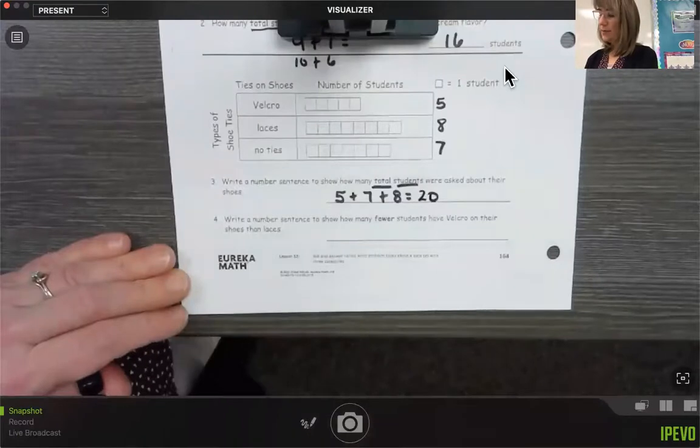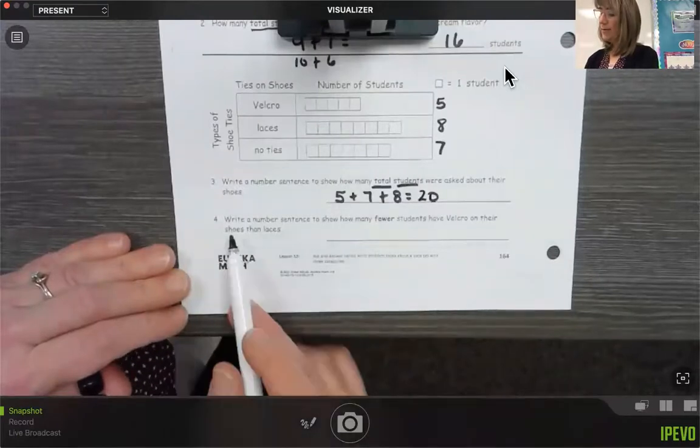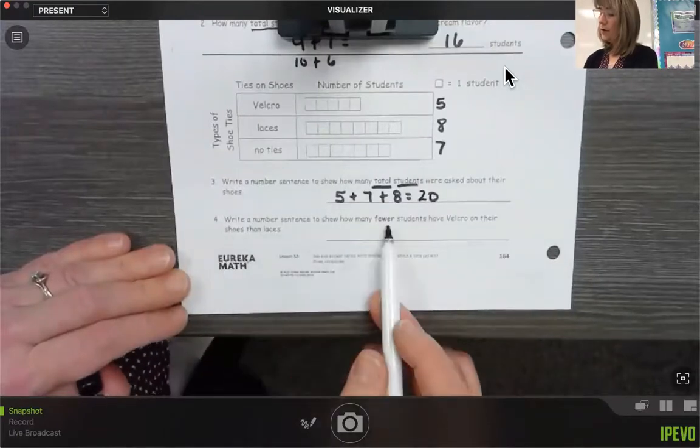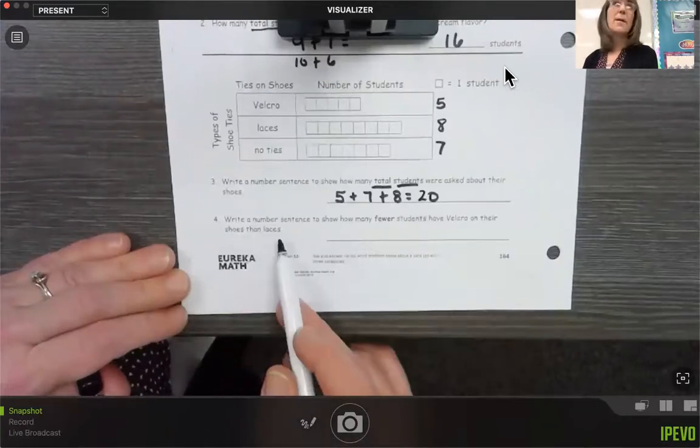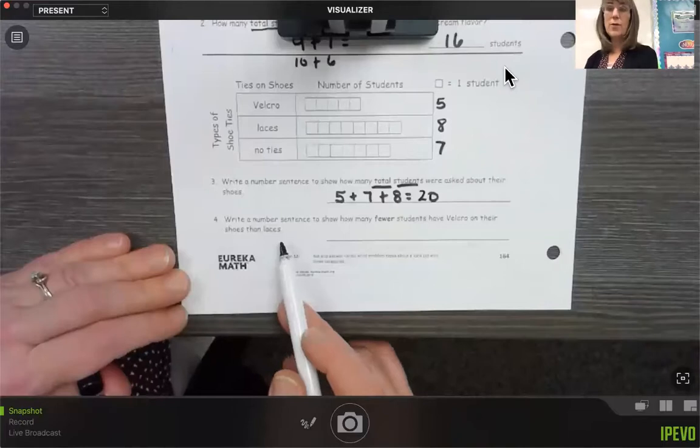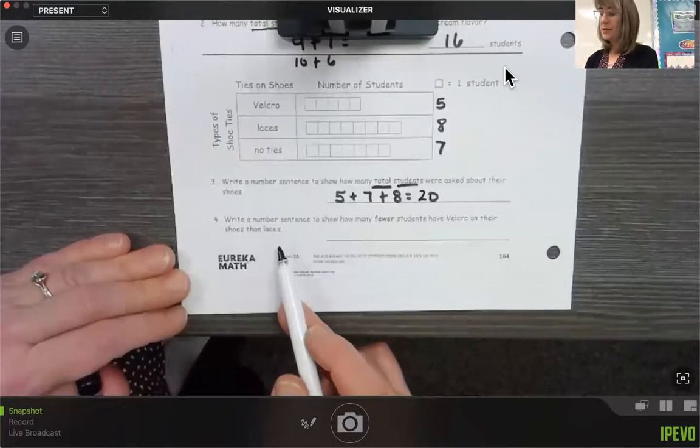Let's go on to this one now. Write a number sentence to show how many fewer students have Velcro on their shoes than laces. So anytime it says more than, fewer than, what are we going to do? Take the bigger number and subtract the smaller number from it. So the biggest number was laces.